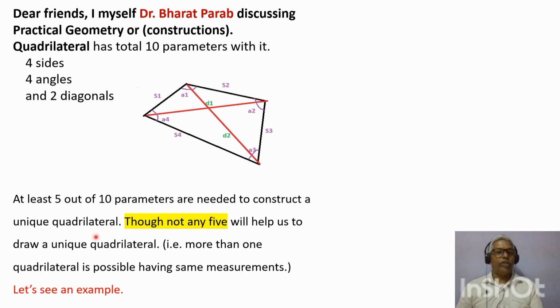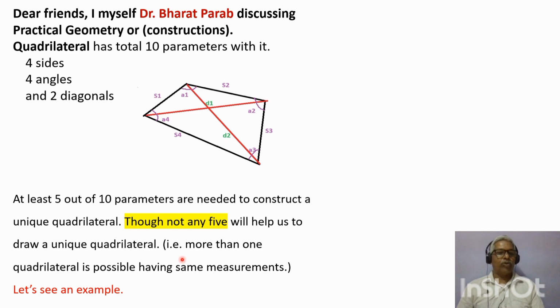What is unique? Unique means only one can be drawn. If you try to draw another one, that will overlap on that. That is unique. We will come to know the exact meaning of this as we proceed further. For the time being, go through this comment. Not any five parameters will help us to draw a unique quadrilateral. We will study what this sentence means.